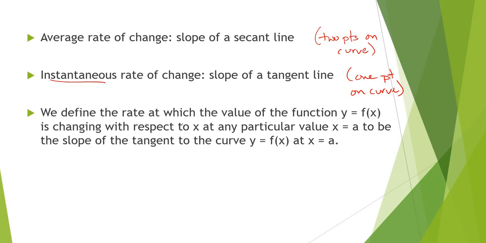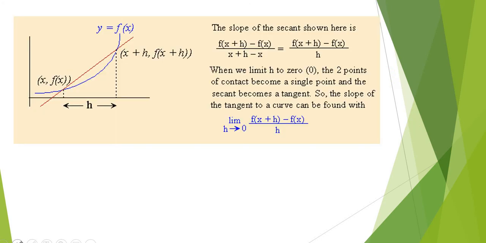We define the rate at which the value of the function y equals f of x is changing with respect to x. In other words, that's talking about delta y over delta x, the value of the function changing with respect to x at any particular value, x equals a, to be the slope of the tangent to the curve y equals f of x at that point that we have picked. So again, this is the definition of instantaneous rate of change, or slope of a tangent line.